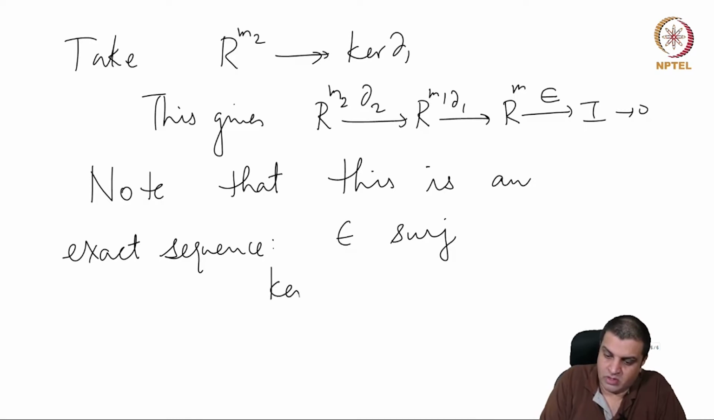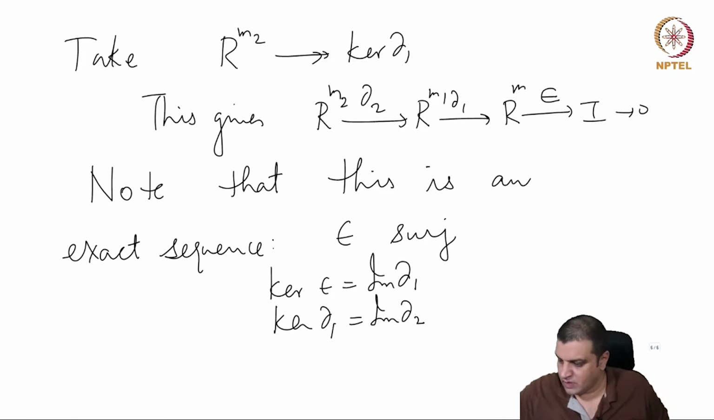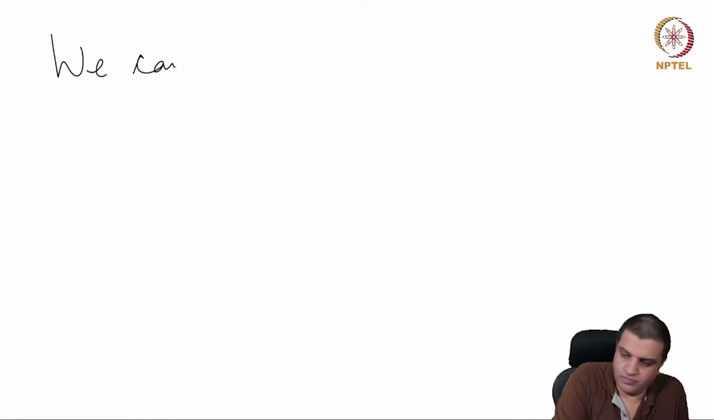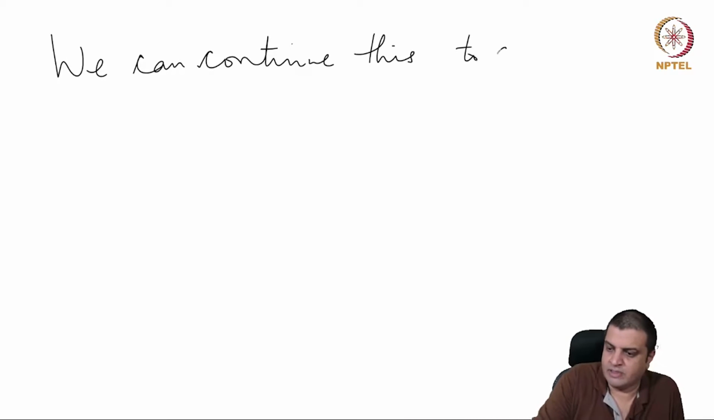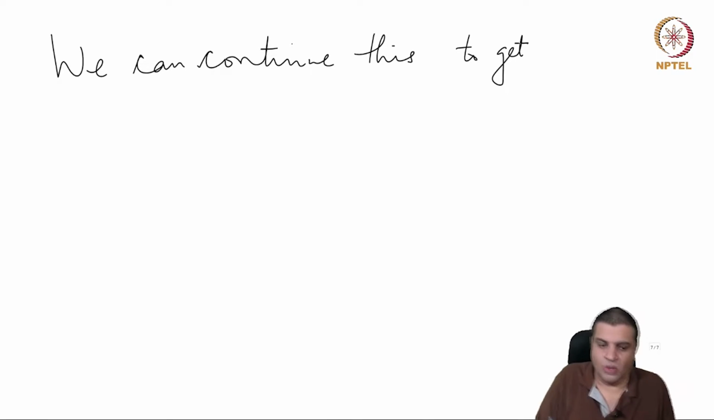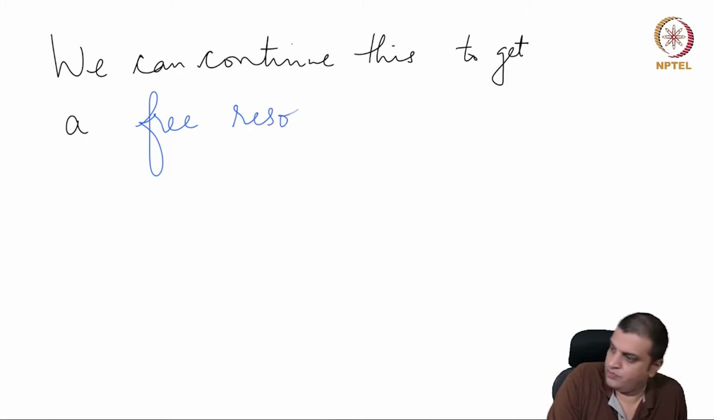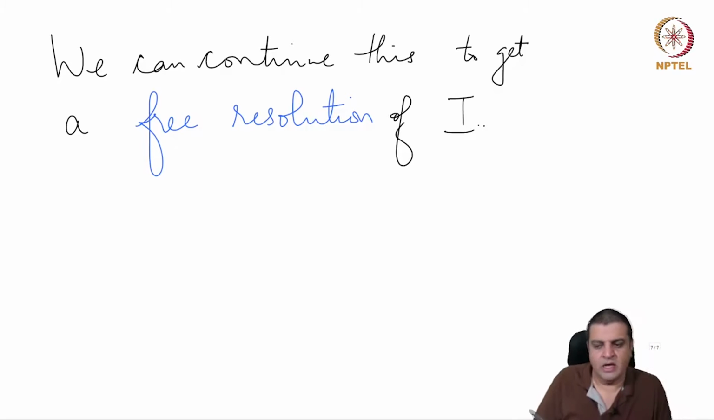Okay. Kernel of epsilon is the image of partial 1, and kernel of partial 1 is the image of partial 2. And in fact, we can continue this to get what is called a free resolution of I. Okay, and we could have done this for it.